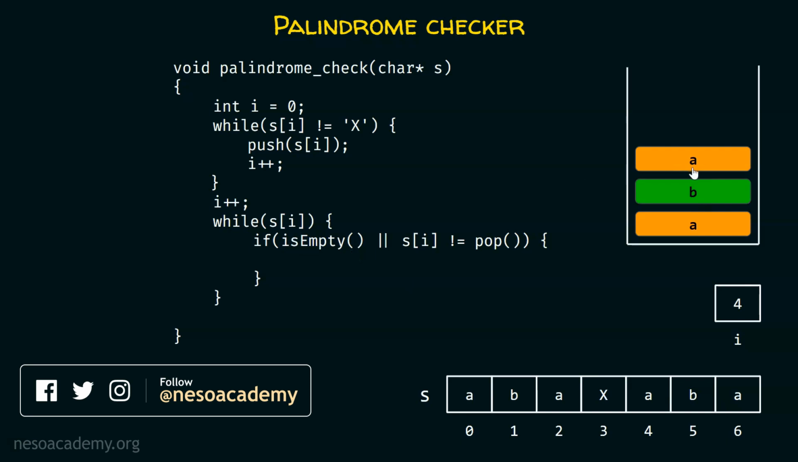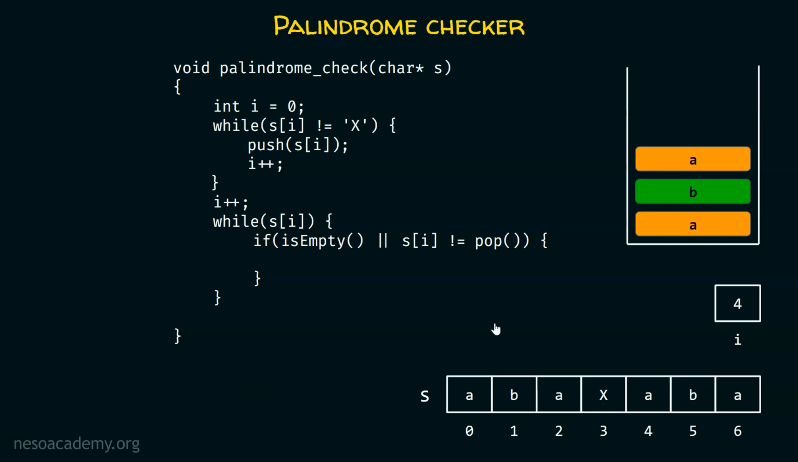If it is the case that stack is empty, this means that we haven't pushed anything onto the stack and we have reached the middle of the string, and we are trying to pop an element out of the stack, which is not possible. That's why if this condition is satisfied, or if it is the case that S[i] is not equal to pop, we are already aware of this case. If this element is not equal to this element, then we will print this message on the screen: not a palindrome. And we will exit with exit failure status.